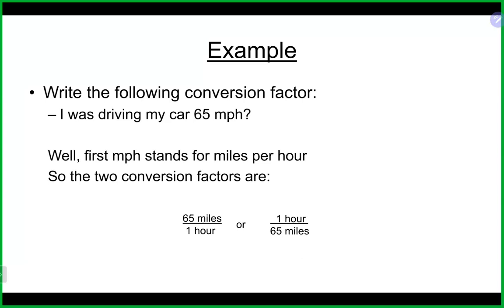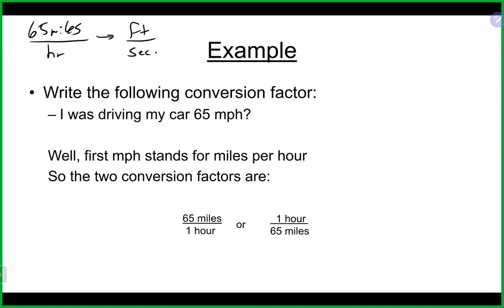Also, sometimes we need to convert both units, right? We may have a conversion factor where we have to do that. So for example, if we had our 65 miles per hour and we want to know how many feet per second that would be, we would actually have to do 2 types of conversions, right? We need to convert the top unit and we also have to convert the bottom unit.